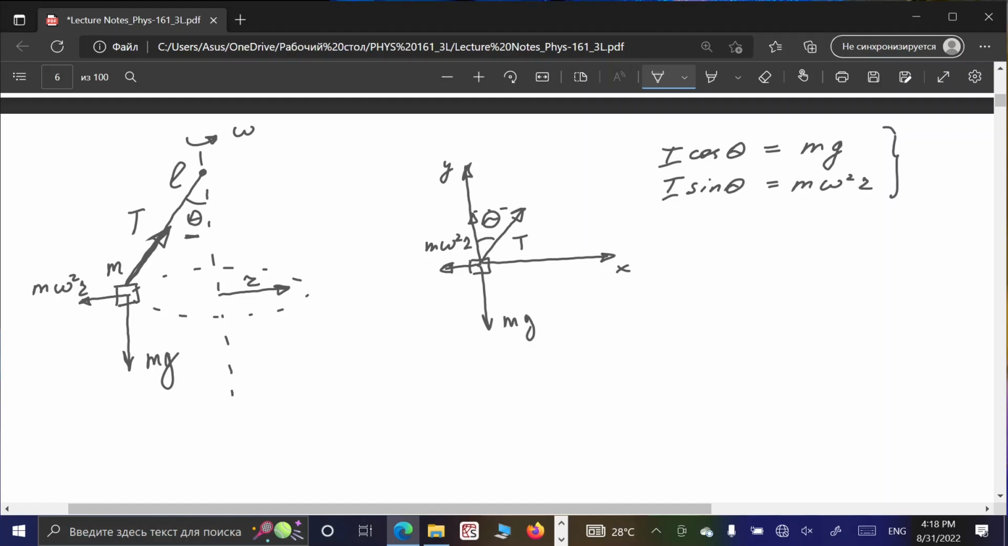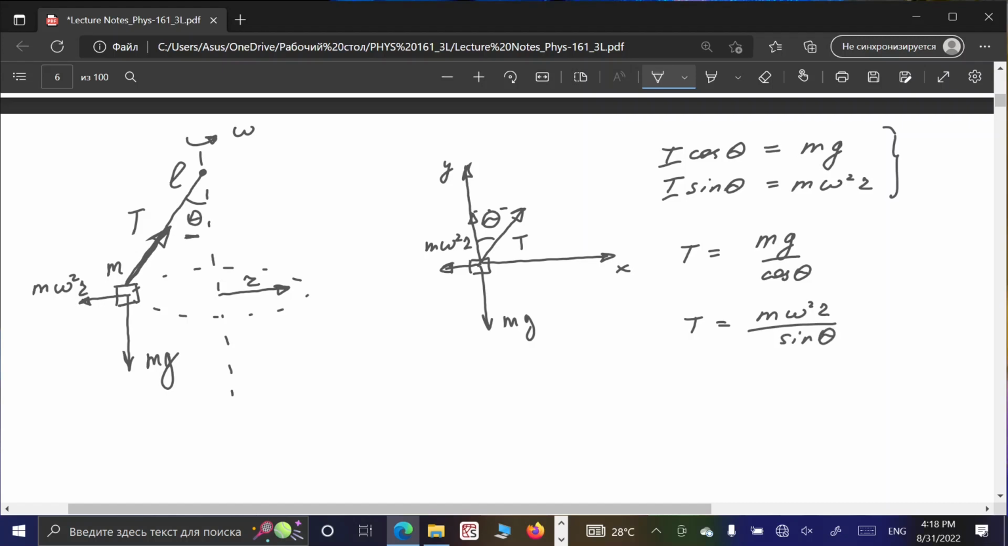So that's what we want to do. We express tension from equation 1 and equation 2, and then equate them to each other. So tension from the first equation will be m times g divided by cosine theta. And from the second equation, tension is m times omega squared times r divided by sine theta.